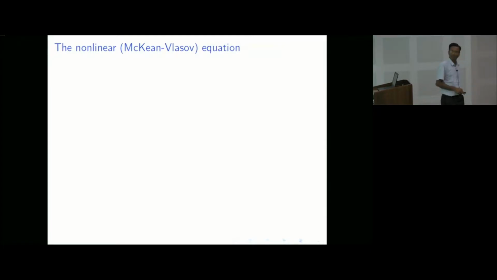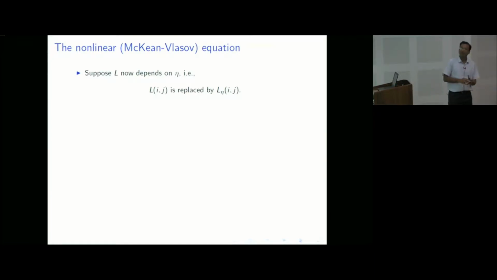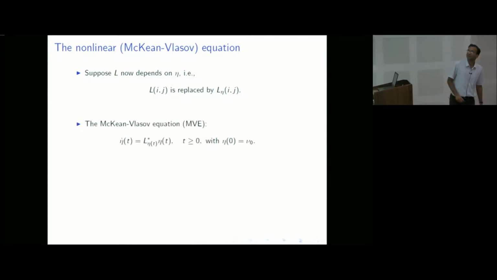It's a nonlinear McKean-Vlasov equation. So how do we get this? The move from the linear equation to the nonlinear equation is that L, which we had, is now replaced by L_eta(ij). So it depends on the eta. So here's the McKean-Vlasov equation. Eta dot of t is the adjoint, but L is a function of eta itself, and we evaluate it at the current position, which is eta(t), and then multiply it by eta(t). So this is the dynamics that we are interested in. So L is replaced by L_eta, it depends on eta.